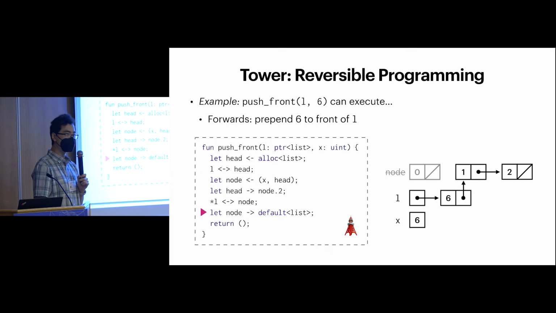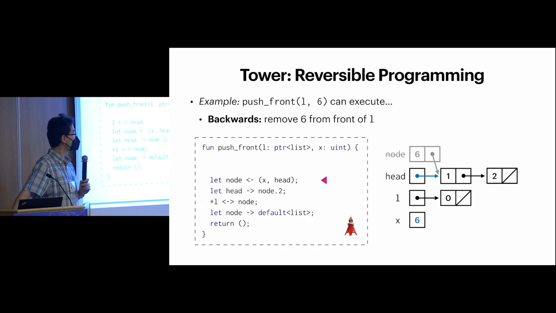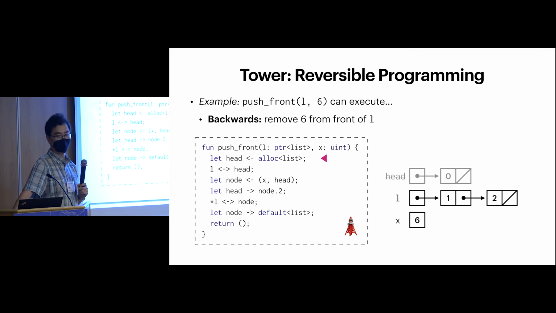And as you can see, we're done. At the end of the function, we have 6 comma 1 comma 2 in L. What's really nice about this is that now you automatically get the reverse implementation as well. So if we execute the function backwards, then we're supposed to remove 6 from the front of L. How do we do that? Well, we just execute every single step backwards because all of the operations are inherently reversible. And look, now we got back to where we started.